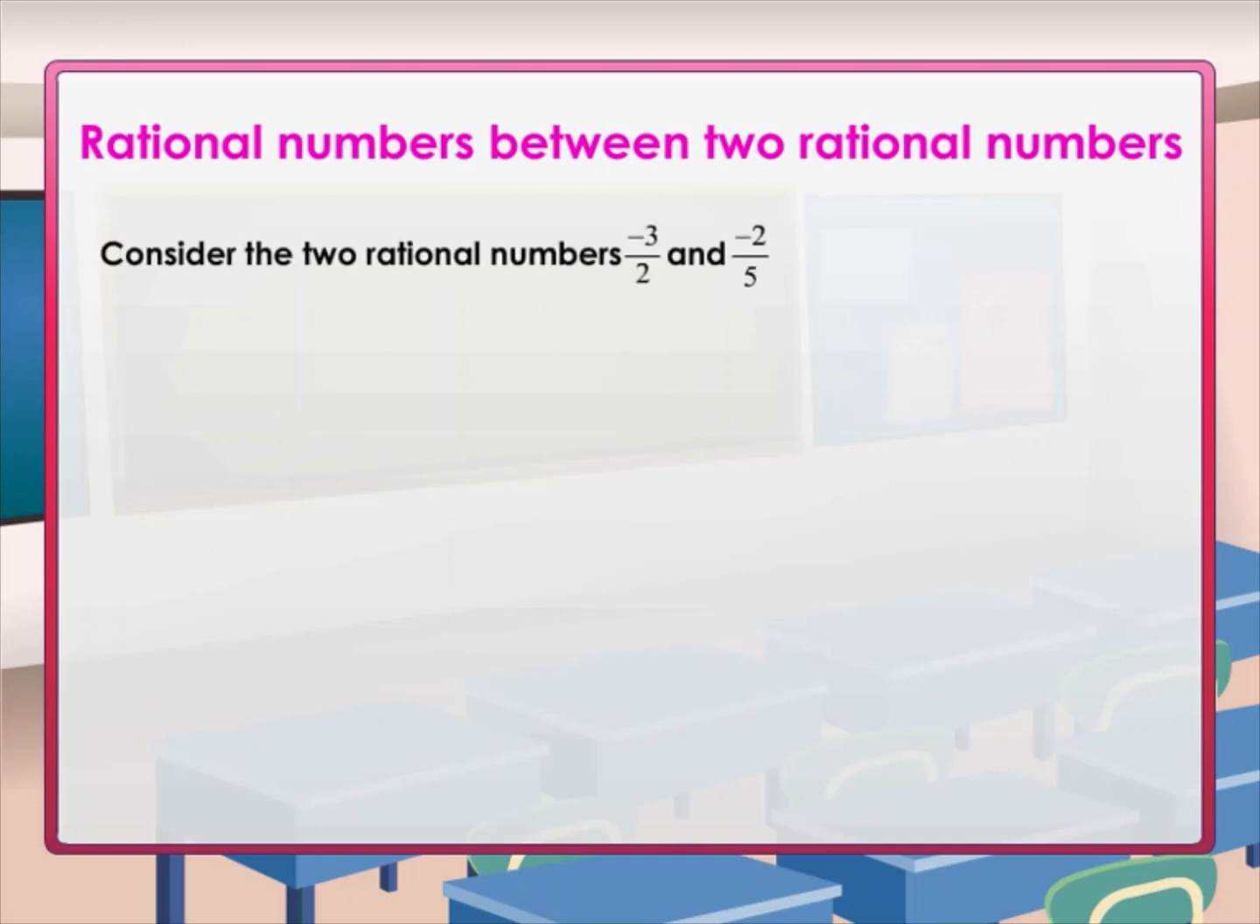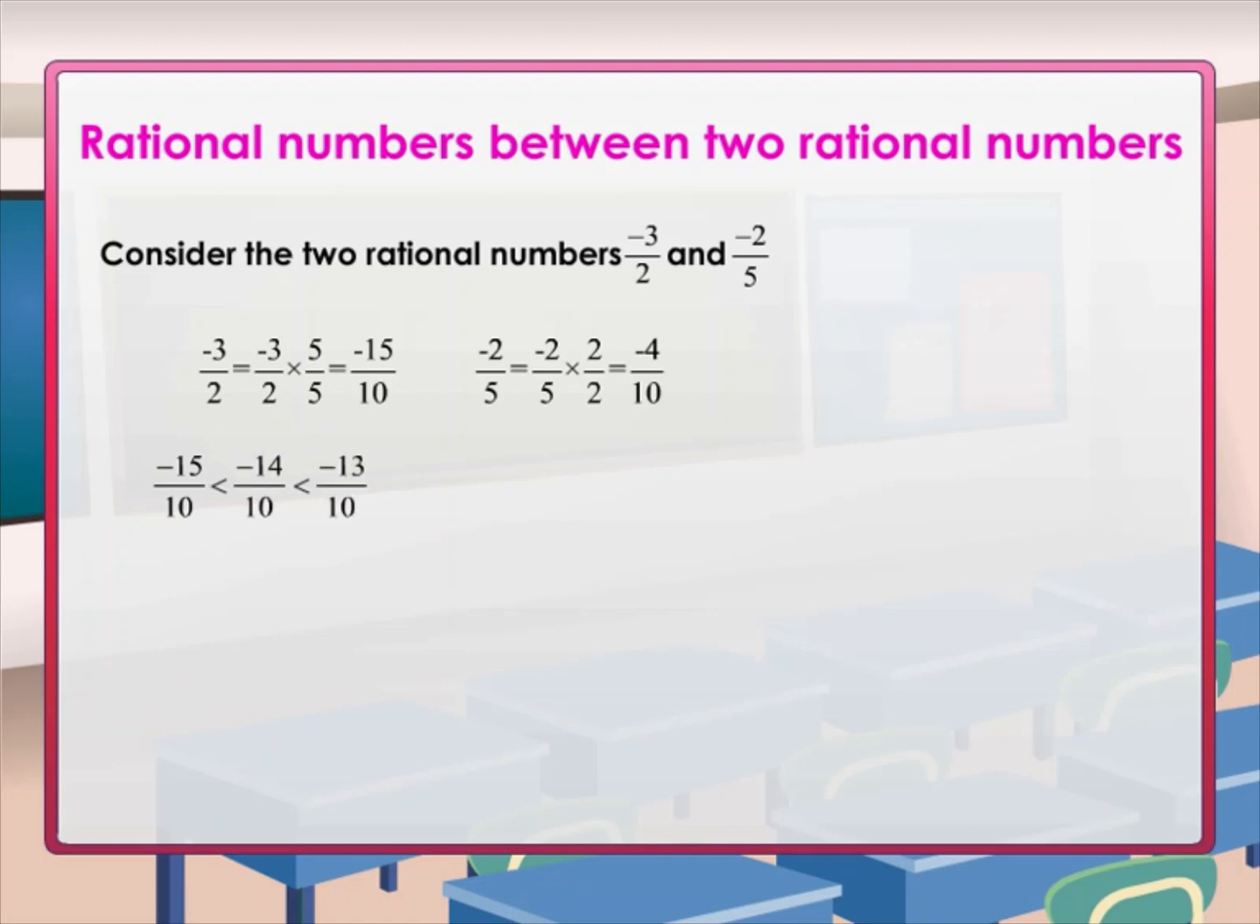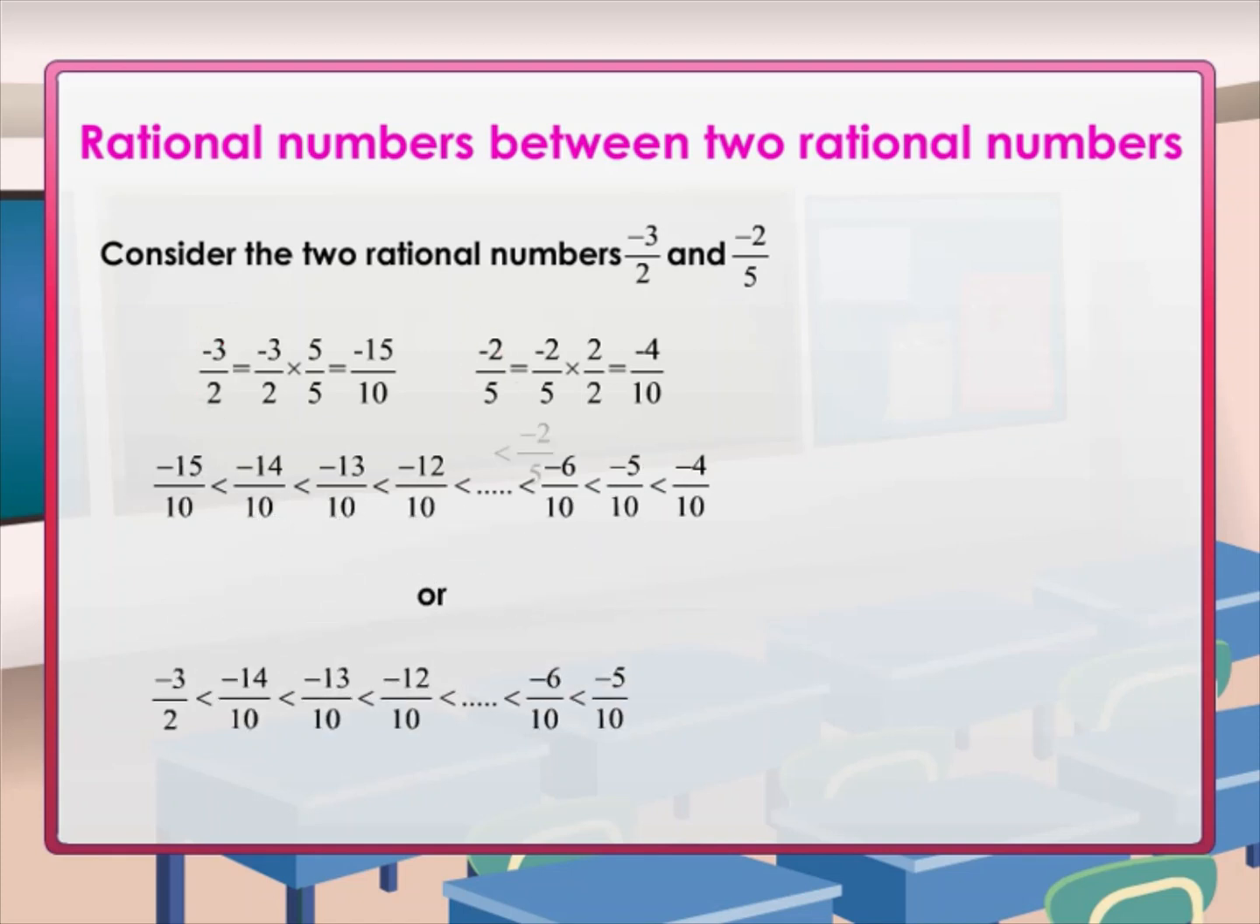Consider the two rational numbers minus 3 by 2 and minus 2 by 5. Convert this into equivalent rational numbers. The two equivalent rational numbers are minus 15 by 10 and minus 4 by 10. Hence, the rational numbers between these two rational numbers are minus 14 by 10, minus 13 by 10, minus 12 by 10, etc., minus 6 by 10, and minus 5 by 10.